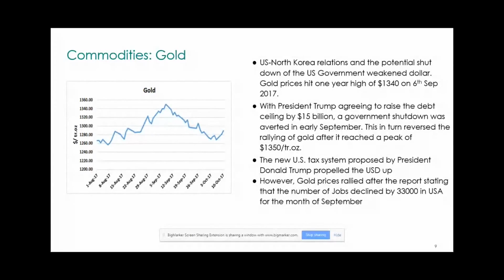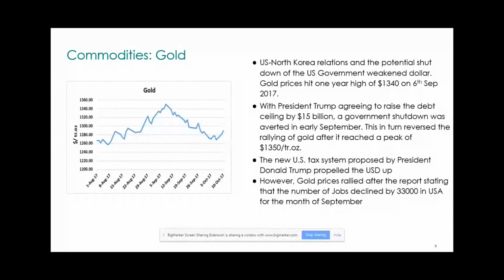But that said, when reports of jobs being lost by the United States came up in early October, gold prices once again increased, as can be seen. So, primarily, what will be driving gold prices going forward is going to be news from the United States, which at the moment is quite a bit unpredictable.